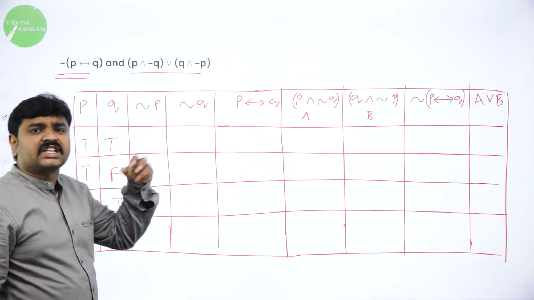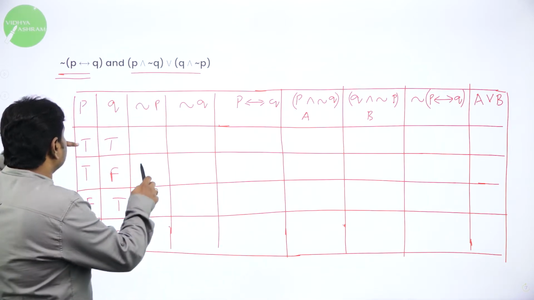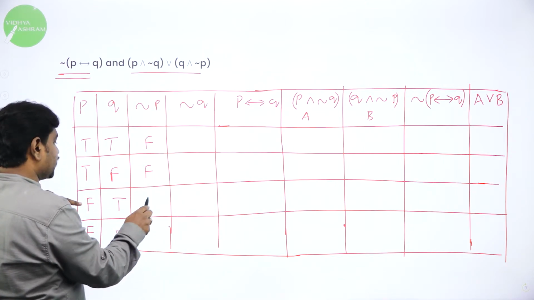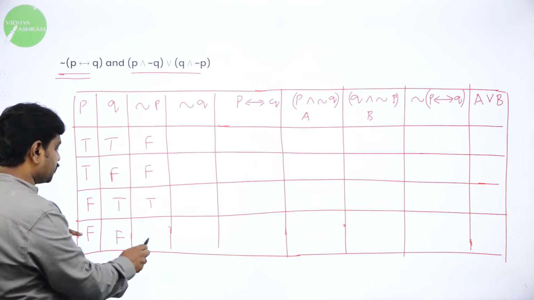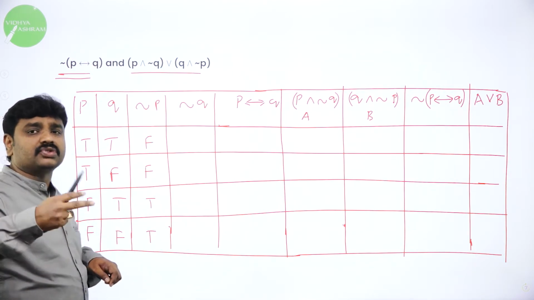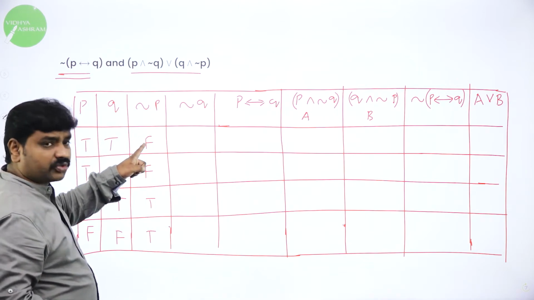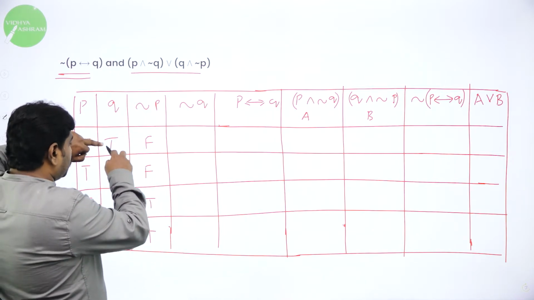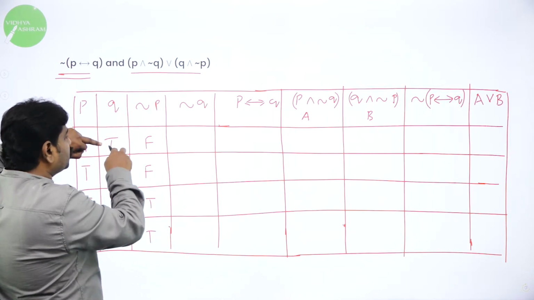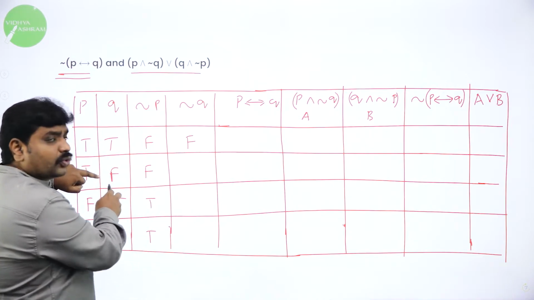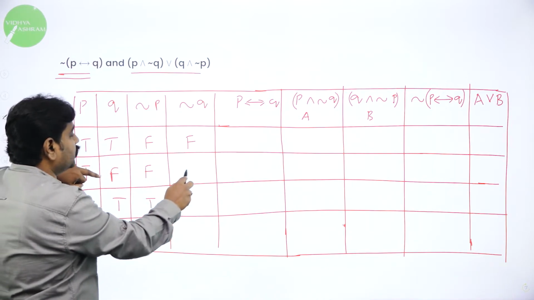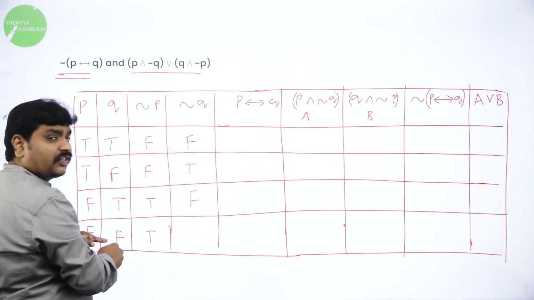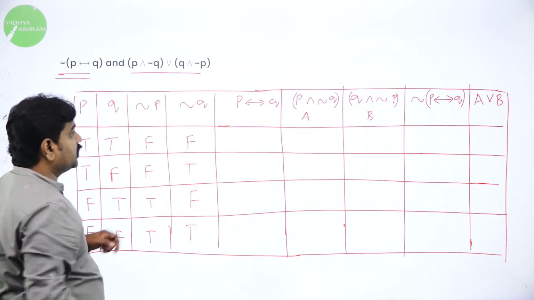Observe negation P. Negation P means not P. So if P is true, negation P is false. If P is false, negation P becomes true. Negation means opposite. So we have filled this. Now negation Q. See the column Q, and write the opposite. If Q is true, negation Q is false. If Q is false, negation Q becomes true. Then P biconditional Q.